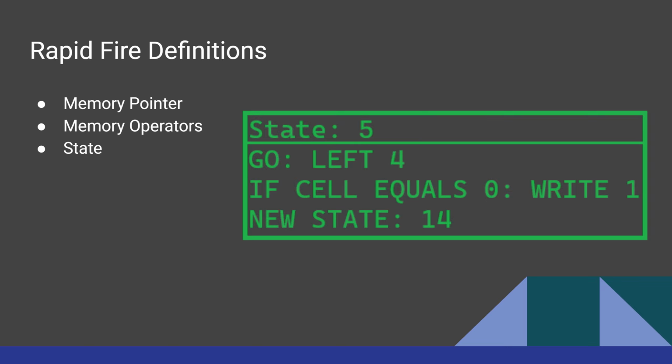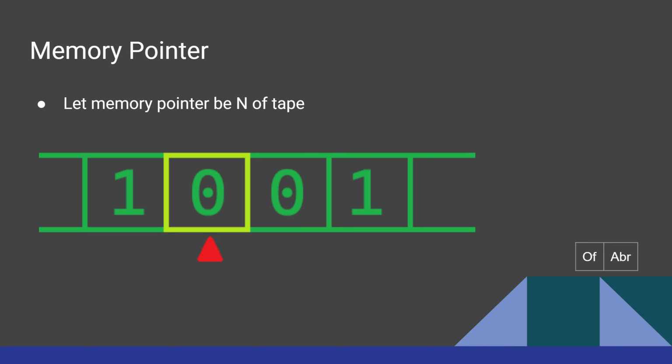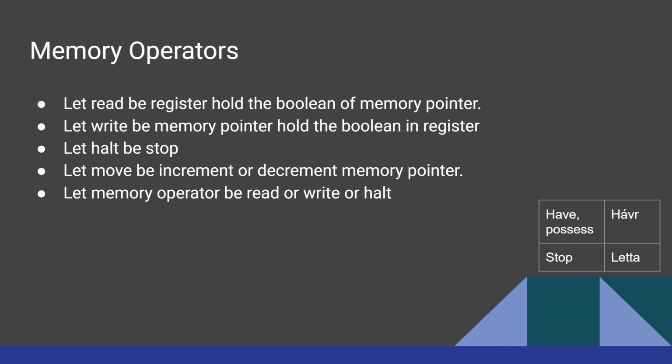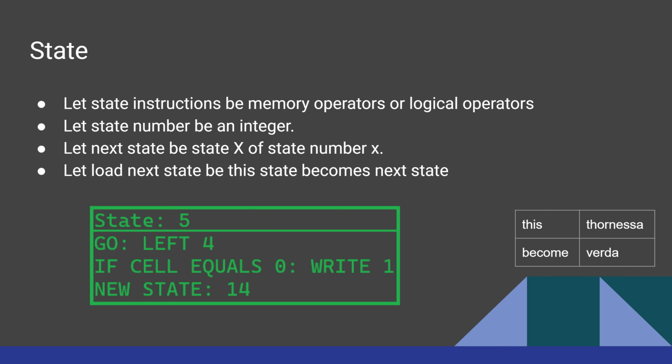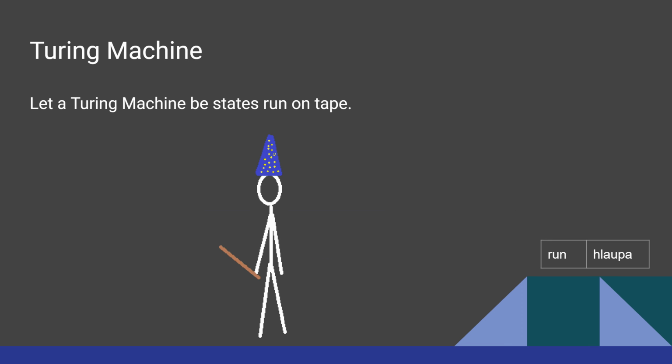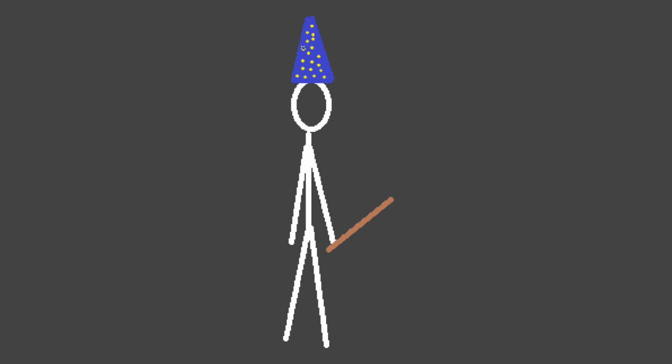The next rapid fire will accumulate to a state. The memory pointer is an index on the tape. Read means the register holds the Boolean at n in tape. Write, vice versa. Halt just stops, and move increments or decrements the memory pointer. States contain a sequence of memory or logical operations and a number by which the machine can load the next state. And finally, let a Turing machine be states run on tape. We did it! Time for the postscript.